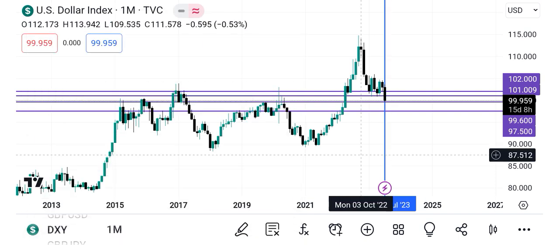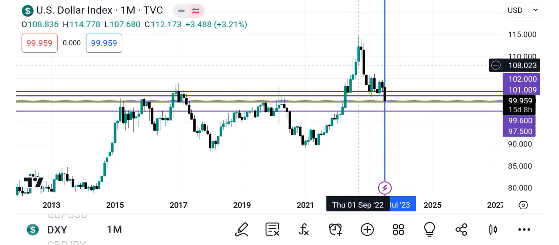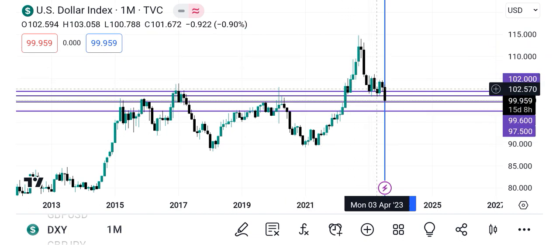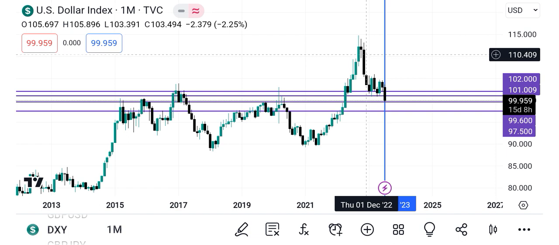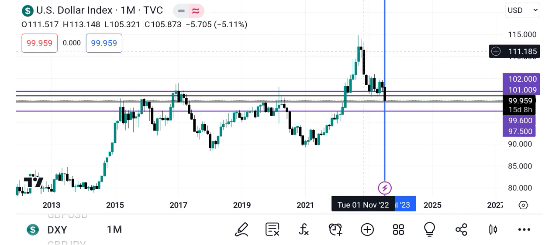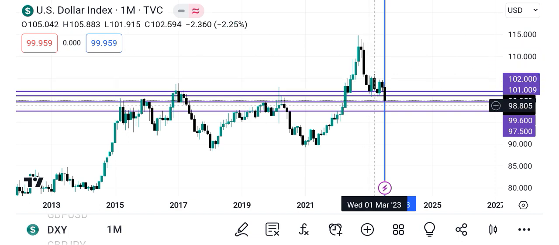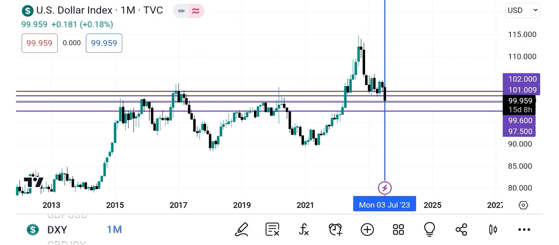The DXY has basically been on a bullish run, and now it's selling for the past few months. It's been selling since I think this was November of last year. It was selling up to now, and it has broken some key zones.